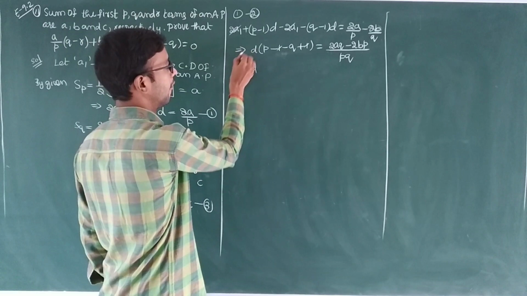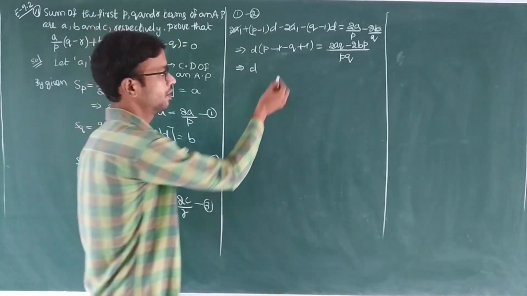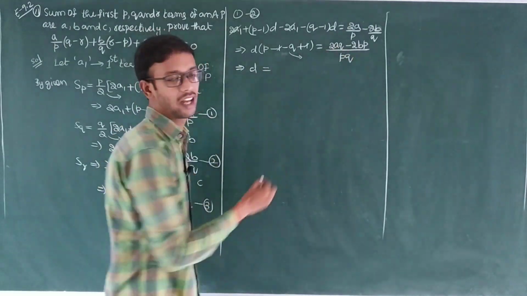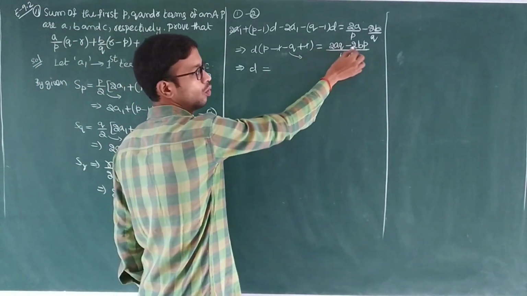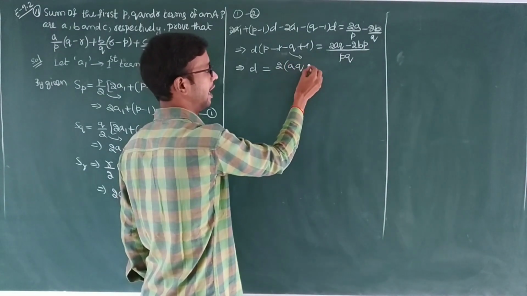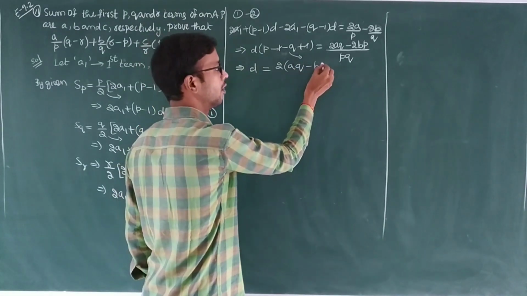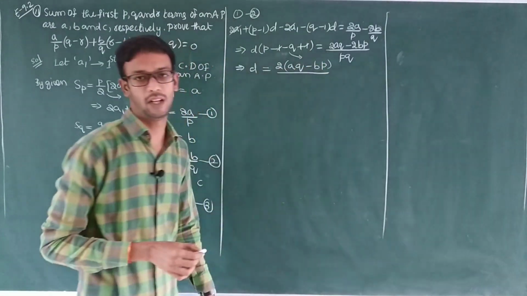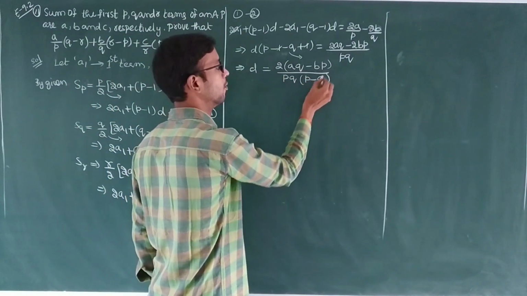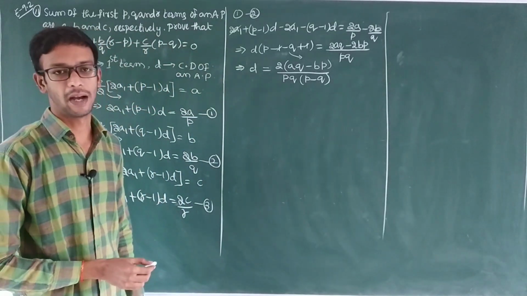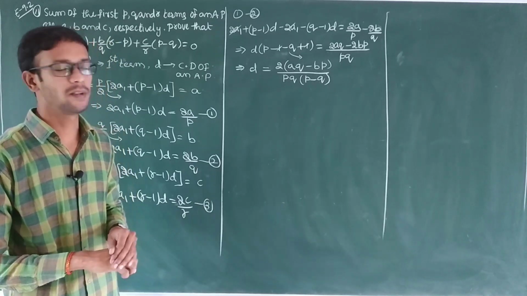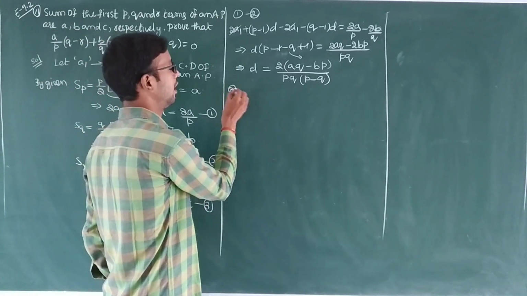D is equal to how much do you get? This value is sent to the denominator. Again I am taking 2 common. In these, the common value is 2. So 2 times (AQ minus BP) divided by PQ into P minus Q. We got this value. Next, in a similar way, I make the simplification of 2 minus 3.